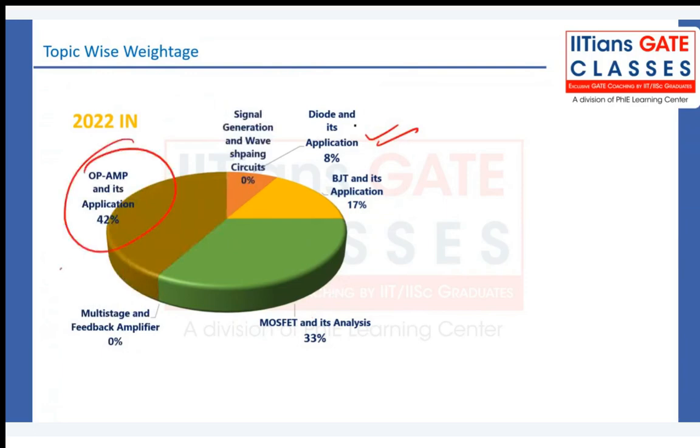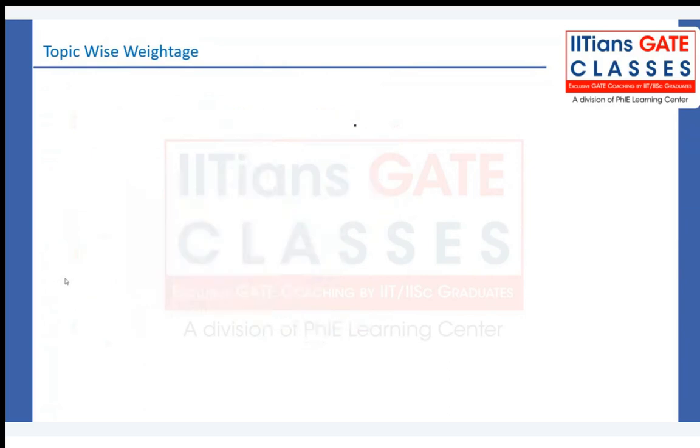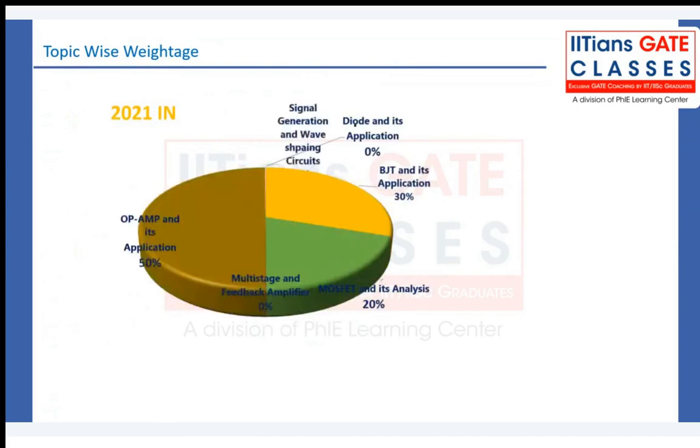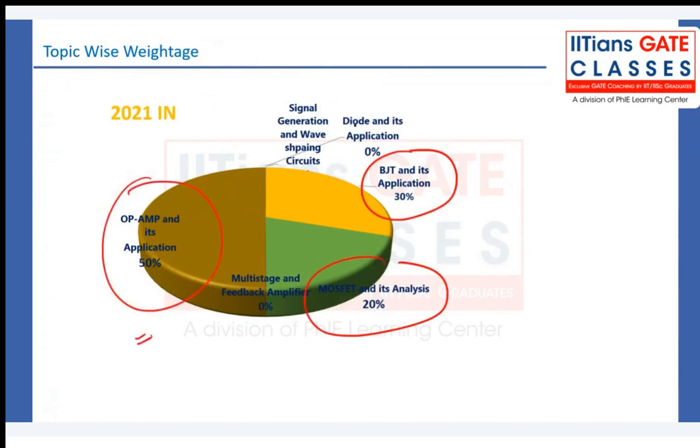OPAMP, so we will be starting with OPAMP. It is a very important topic. And in 2021, you see, this was the BJT, MOSFET, OPAMP. So this is what the basic analysis is.